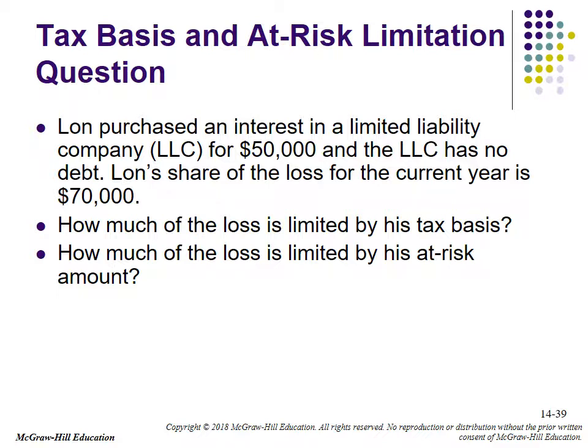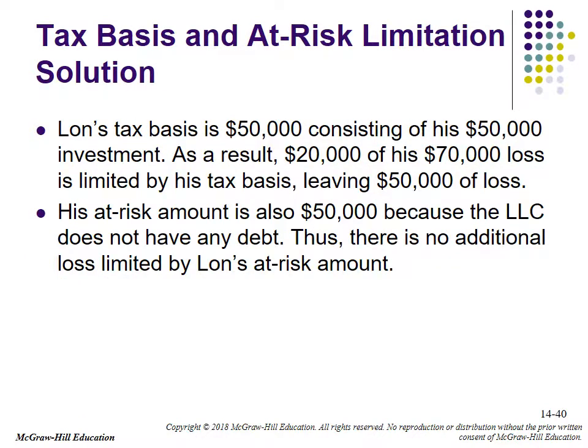So take a look. Lon purchased an interest in a limited liability company for $50,000, and the LLC has no debt. Lon's share of the loss for the current year is $70,000. How much is the loss limited by his tax basis and at risk? Well, Lon's tax basis is $50,000 because of his $50,000 investment. As a result, $20,000 of his $70,000 loss is limited, leaving a $50,000 loss. His at-risk amount is also $50,000 because the LLC does not have any debt. Thus, there is no additional loss.